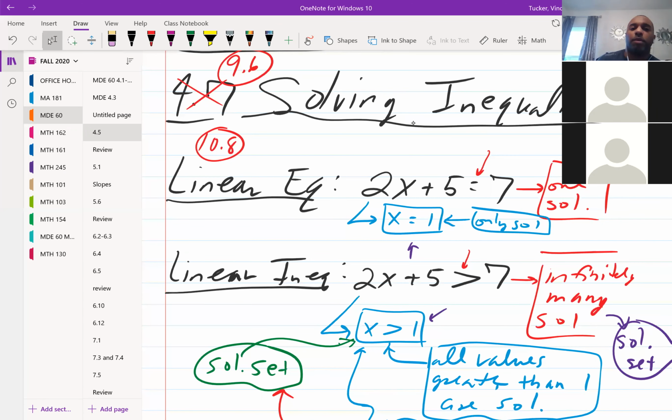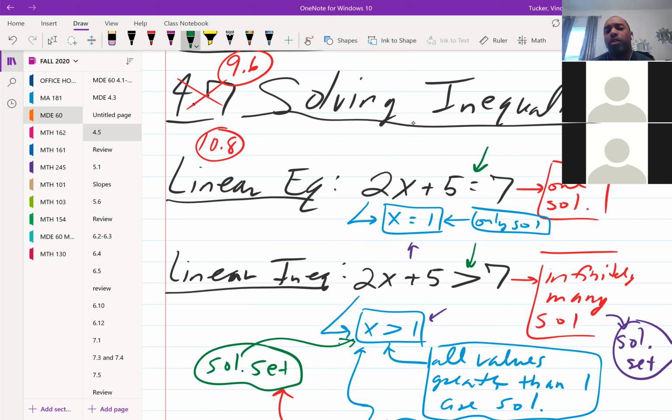So let me explain what I have here. You're talking about a linear equation. A linear equation is what we've dealt with up to this point, like 2x plus 5. The main difference between your linear equation versus your linear inequality, which is what we're going to do in this section, is your equal sign. In an equation, you have an equal sign. In an inequality, you have an inequality symbol.